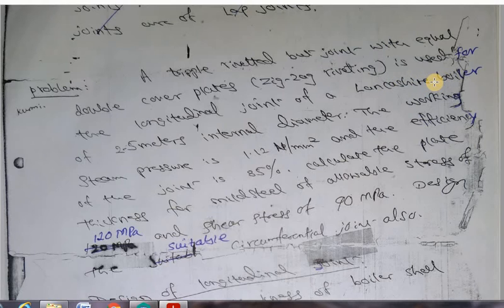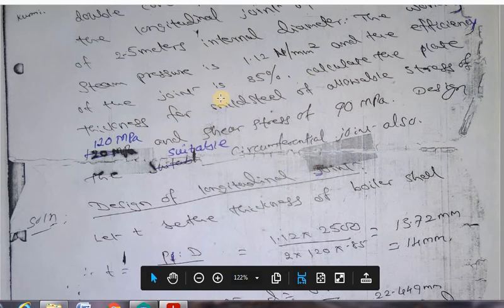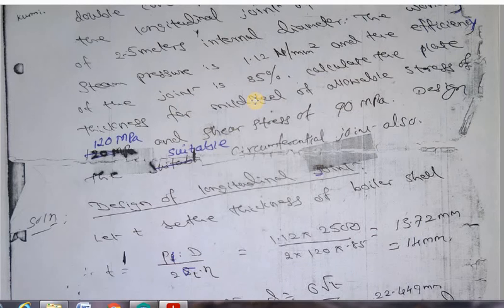It is a case study, but a practical example of a Lancashire boiler, like the Babcock Wilcox boiler. The Lancashire boiler is taken of 2.5 meter internal diameter. The working steam pressure is 1.12 Newton per millimeter square and the efficiency of the joint is 85%. Calculate the plate thickness of mild steel with allowable tensile stress of 120 megapascal and shear stress of 90 megapascal. Design a suitable circumferential joint also. If it is an example of this kind, it is going to be a full 20 marks example.